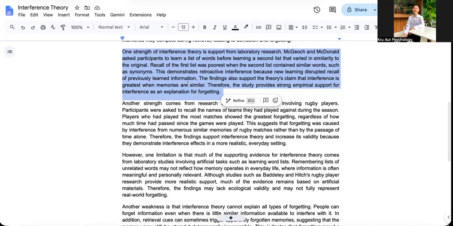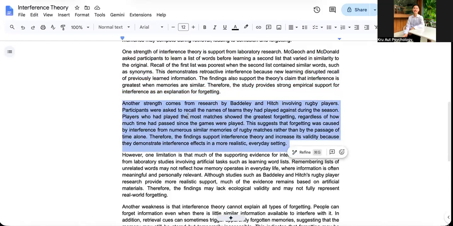Yeah, we need to say that memories are similar. We can be specific that it's retroactive and explain that what they actually measured in this study was how much participants can recall the original word list. So that's why it's retroactive rather than proactive. And then we need a link sentence. Therefore, the study provides strong empirical support for interference as an explanation for forgetting. If you haven't done so already, we need the link sentence at the end. And that's perfect for this study.